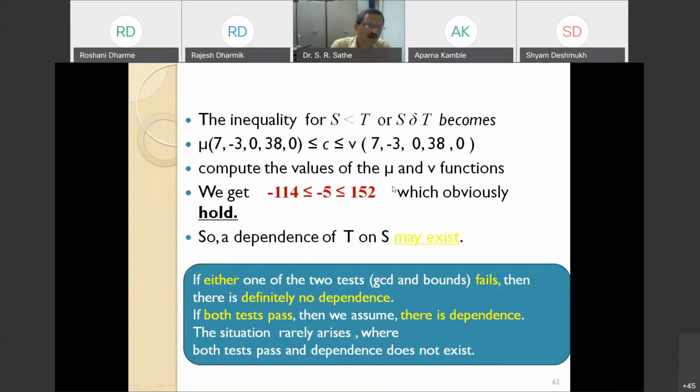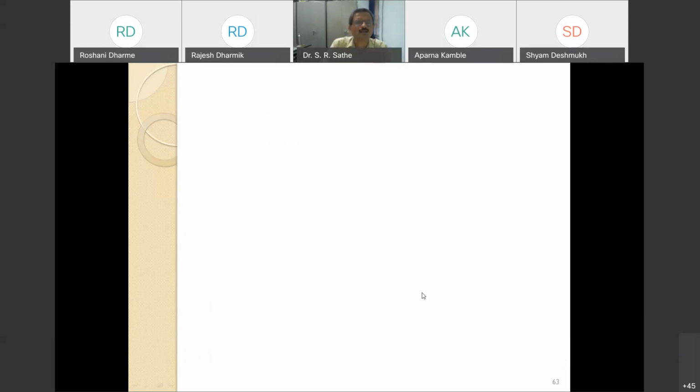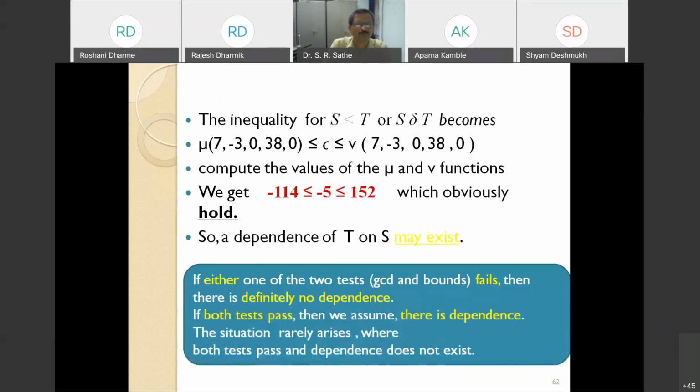If either one of the two tests, GCD and bounds test, does not succeed, then there is definitely no dependence. If both the tests pass, then we assume there is a dependence. The situation rarely arises where both tests are passing and dependence does not exist. That can happen, but that possibility is very rare.